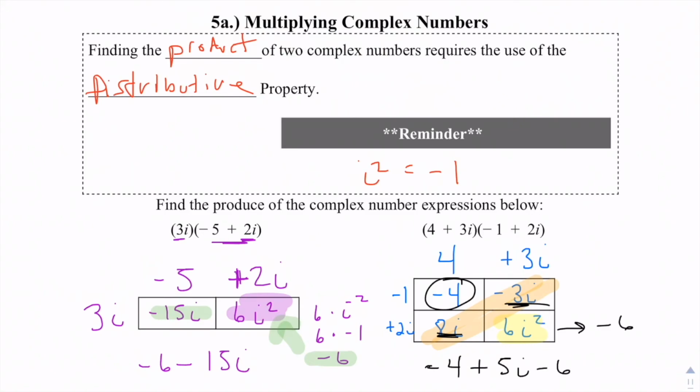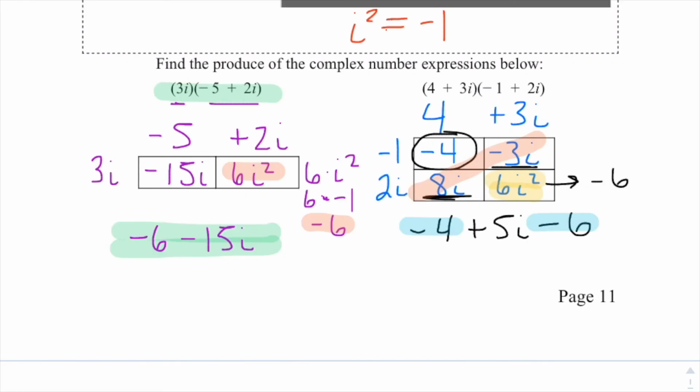And now I can combine these like terms here and here, and I get negative 10 plus 5i. So this complex number is the product of these two complex numbers. So if we simplify this, we get the negative 4 minus 6, which gives us negative 10 plus 5i. And that number is the product of these two complex numbers.